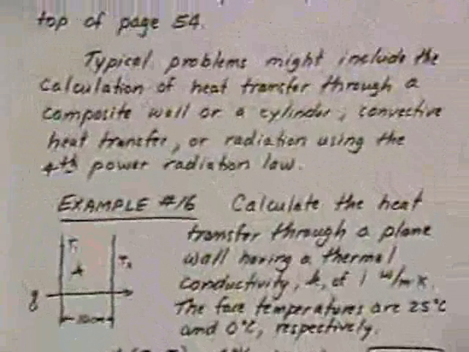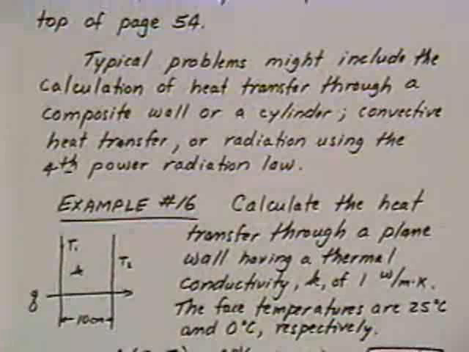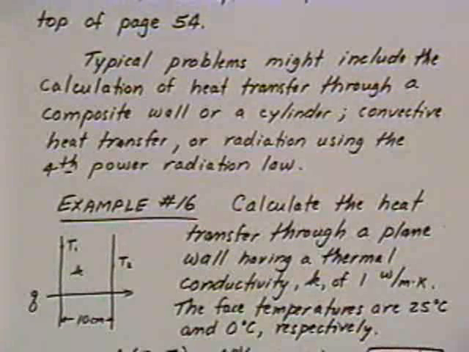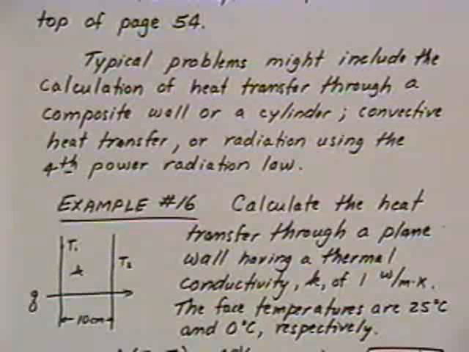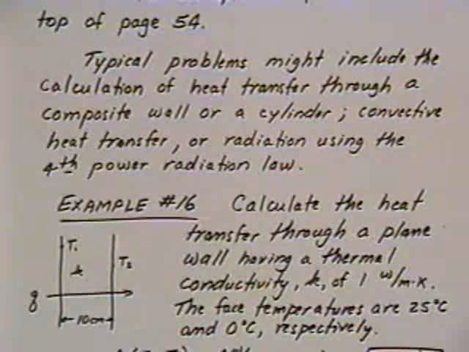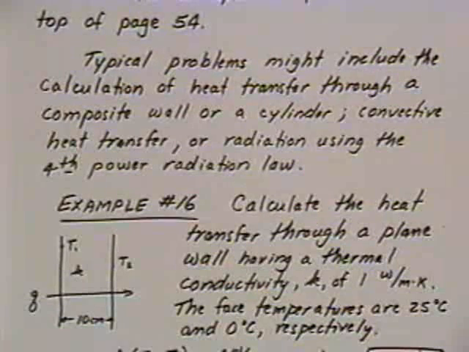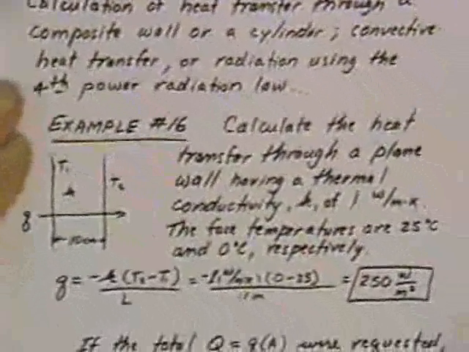Now, the typical problems you might encounter would be heat transfer through a composite wall or a plane wall, or through a cylinder, comparable to a steam pipe with insulation on the outside, where you want to know how much your heat losses are. There could be some problems on convective heat transfer: heat transfer equals the heat transfer coefficient h times area times a temperature difference, delta T. Or it could be radiation using the fourth power radiation law. I've got 3 examples worked out that involve heat transfer through a plane wall, heat transfer through a composite wall, and heat transfer from a radiation heat source. So let's go through these 3 examples.